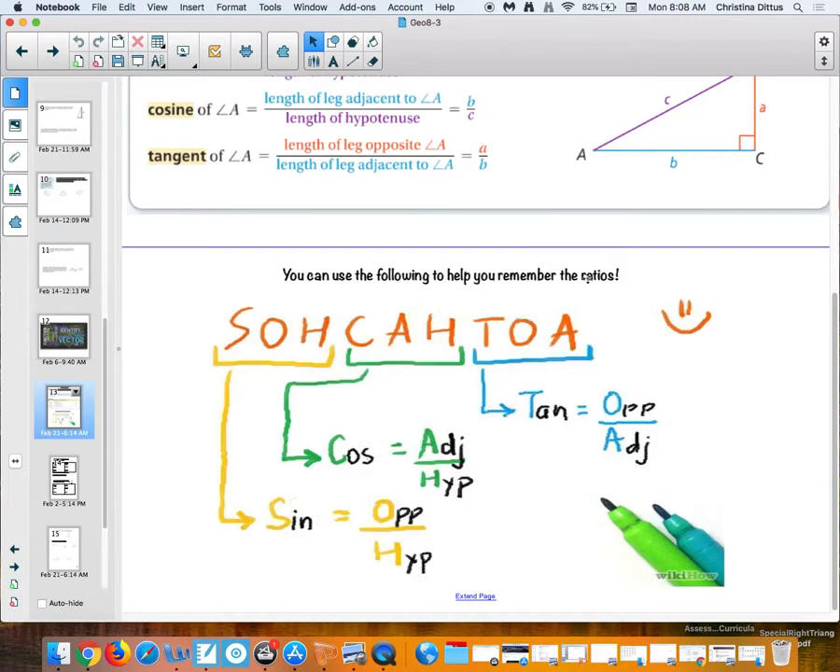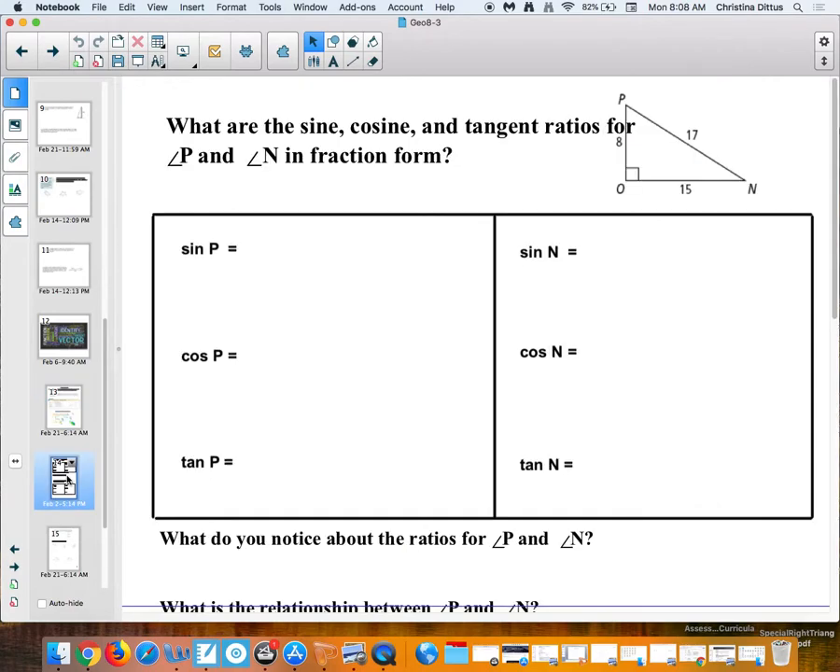So SOH stands for sine: opposite over hypotenuse. CAH: cos stands for cosine, adjacent over hypotenuse. And TOA stands for tan: opposite over adjacent. You should have done the front of that purple sheet. Hopefully we did that. We'll run through one example that is like what's on the front side of your purple sheet.